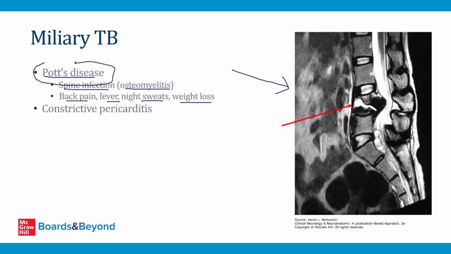You should also be aware that miliary TB can potentially lead to tuberculosis infecting the pericardium. I mentioned this on the last slide. If this is left untreated, eventually the pericardium can become fibrotic and it can restrict the heart function. And this leads to constrictive pericarditis, which is a pericardial heart condition I talk about in other videos.